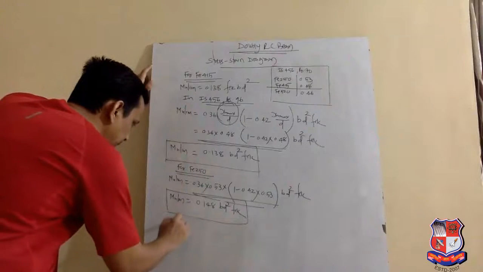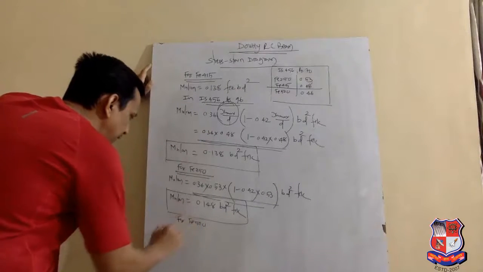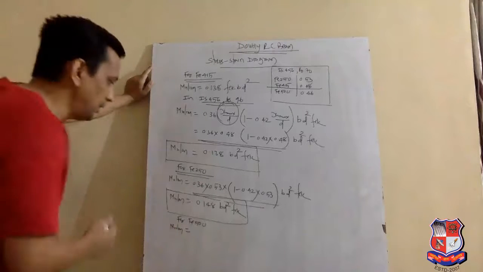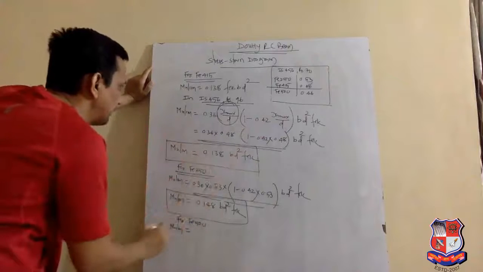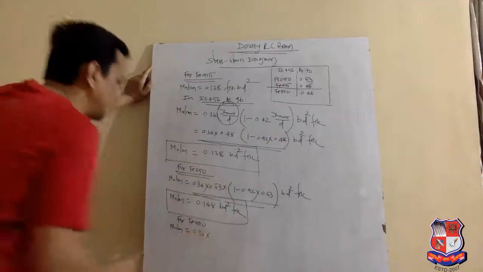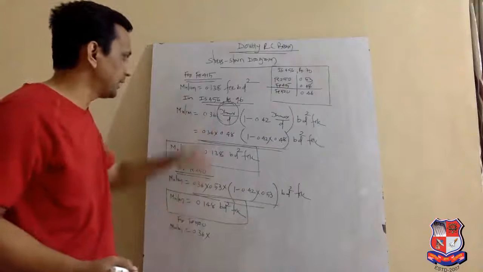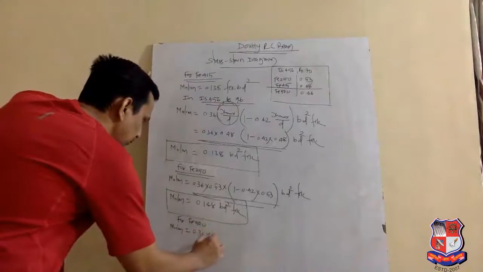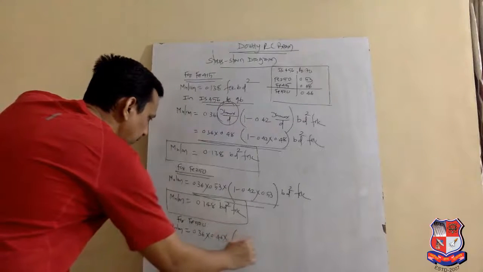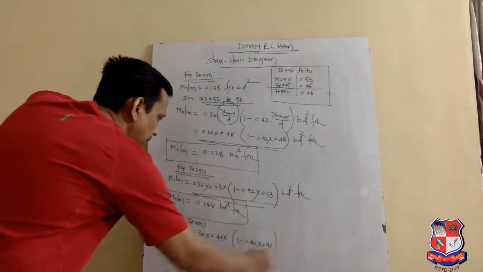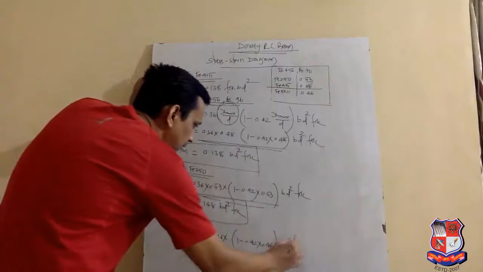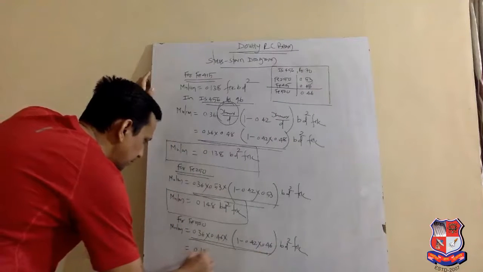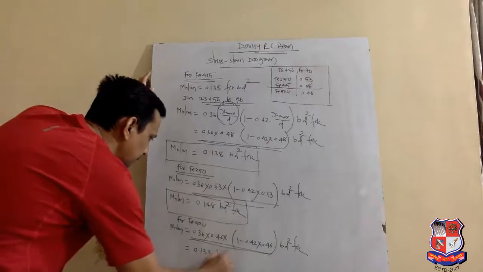Similarly, if we use Fe 500, what will be the equation of MU lim? Again, we know MU lim is equal to this equation already given in IS 456. For Fe 500, what is the value of XU max by D? It is 0.46. So 0.36 into 0.46 into (1 minus 0.42 into 0.46) BD square FCK. When you calculate this, you will get the answer 0.133 BD square FCK.